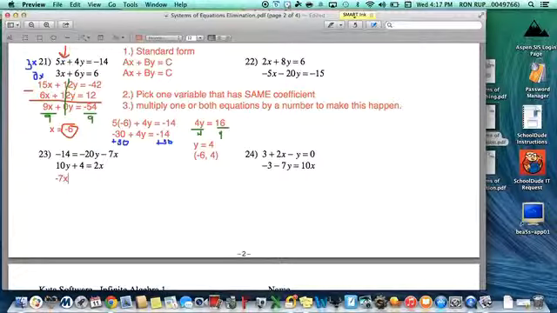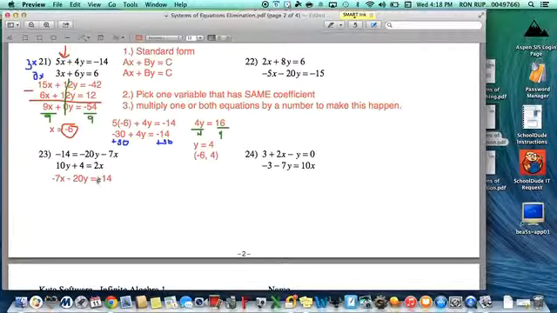Negative 7x minus 20y equals negative 14. See how I did that? Negative 20y minus 7x is no different than negative 7x minus 20y. It's the same thing. Negative 20y plus negative 7x. You could rewrite that as negative 7x plus negative 20y. You can just rewrite it like this.